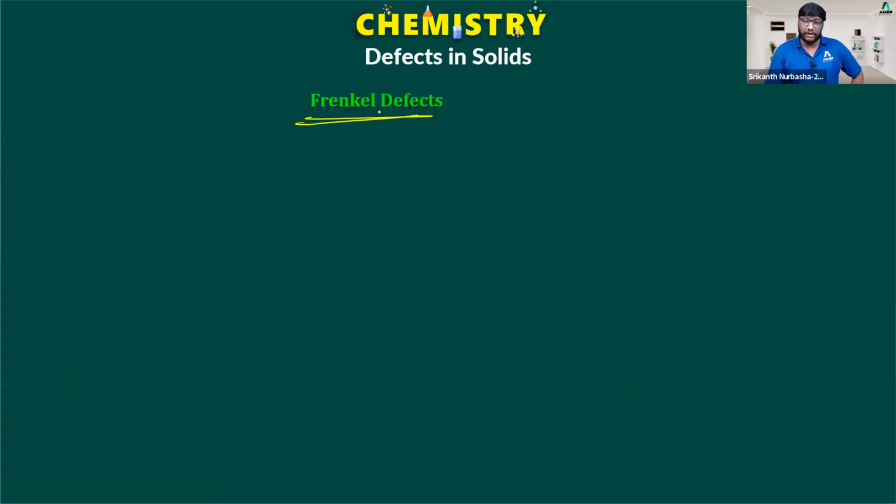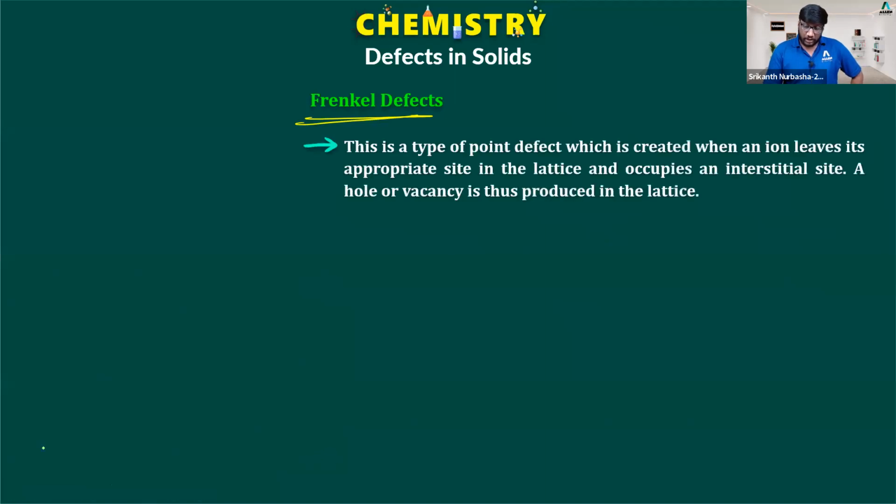Frenkel defect. What does Frenkel defect mean? This is a type of point defect which is created when an ion leaves its appropriate site in the lattice and occupies an interstitial site. The ion is lost from the lattice, but it is not lost from the crystal; it occupies the interstitial site. So it is a vacancy defect at its original lattice point and an interstitial defect at the new position. Yes or no? It is both vacancy defect and interstitial defect combined.